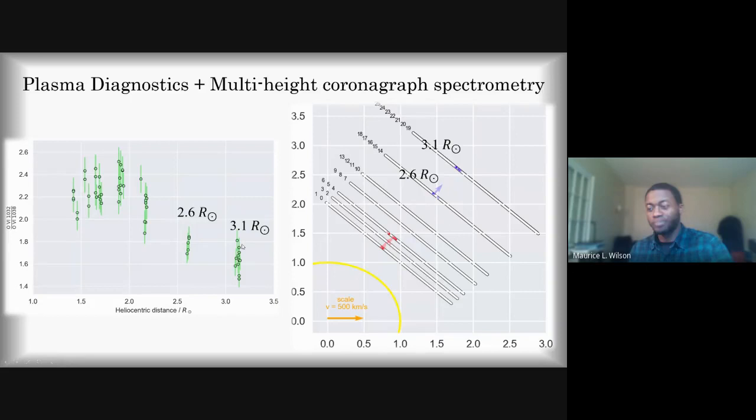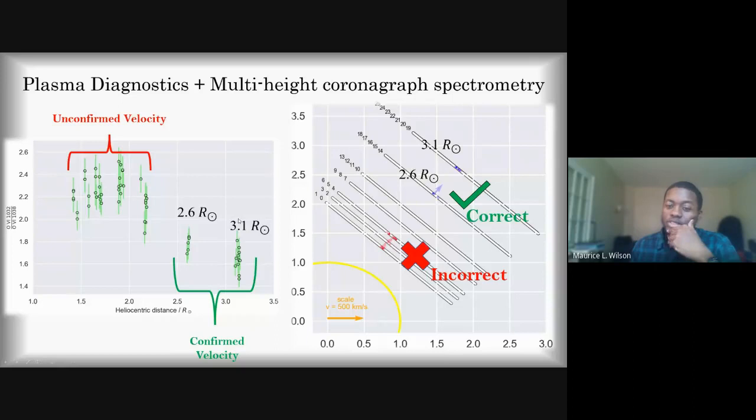What happened here was that at the higher heights, when we compare the multi-height calculation, just one height to another, one time from another, and compare that to what the atomic models tell us, the oxygen 6 ratio, there's agreement. Here it's about 200 or 250 kilometers per second, depending on what clump of gas you're looking at. And here it's about 200, 250 kilometers per second.